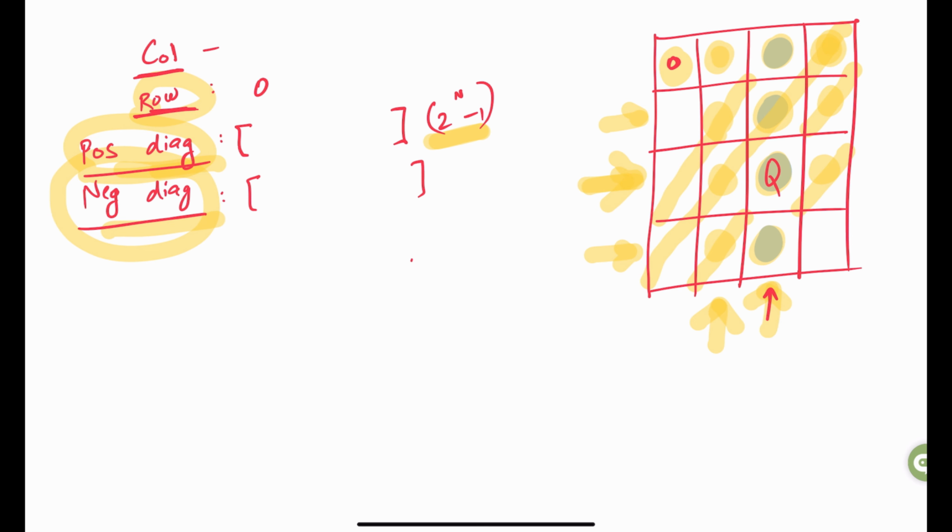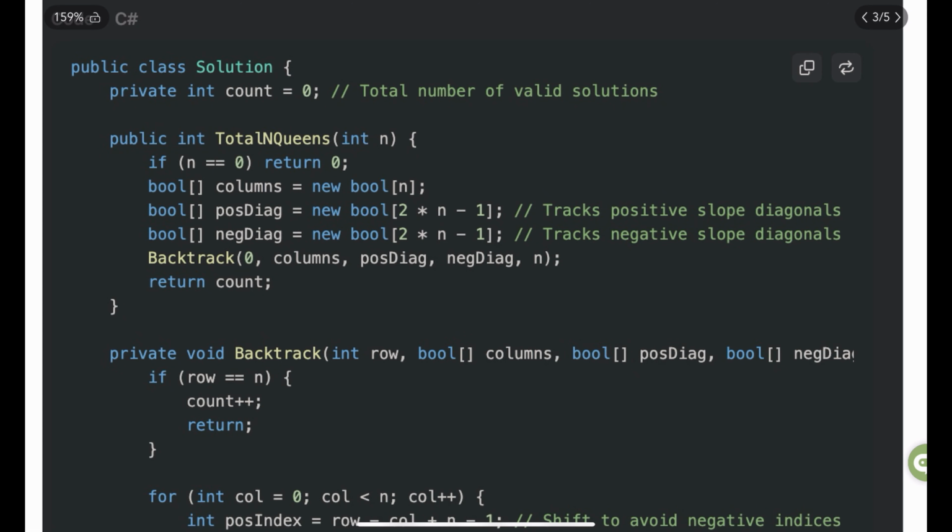Let's walk through the C# code to get a better idea of how we can use this approach in implementation. Here is my C# solution. In the main method, I start by checking if the size of n is equal to 0. If yes, then we return 0. And then I initialize my columns, the positive diagonal and the negative diagonal variables with the size 2 raised to the power n minus 1. And for the number of columns, it's always going to be n. Now I'm calling this backtrack method, which will help me identify where we can place the queens.